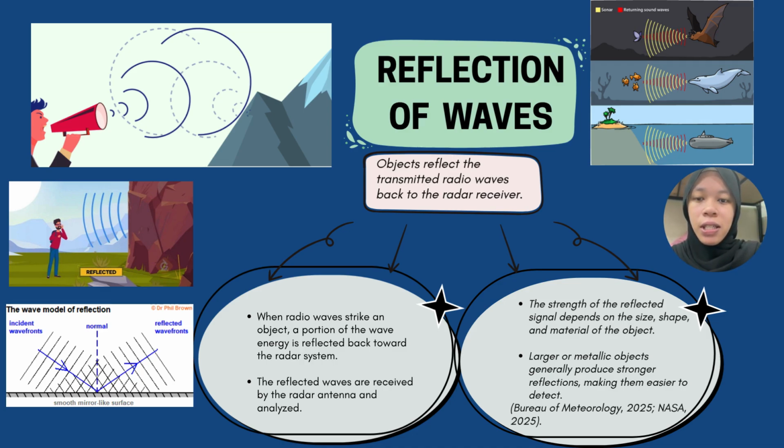Next, when the transmitted radio wave encounters an object such as an aircraft, ship, or vehicle, part of the wave energy is reflected back toward the radar system. This process is known as reflection. The reflected waves are then received by the radar antenna for analysis. In general, the strength of the reflected signal depends on the size, shape, and material of the object. Therefore, larger or metallic objects usually produce stronger reflection and are easier to detect.